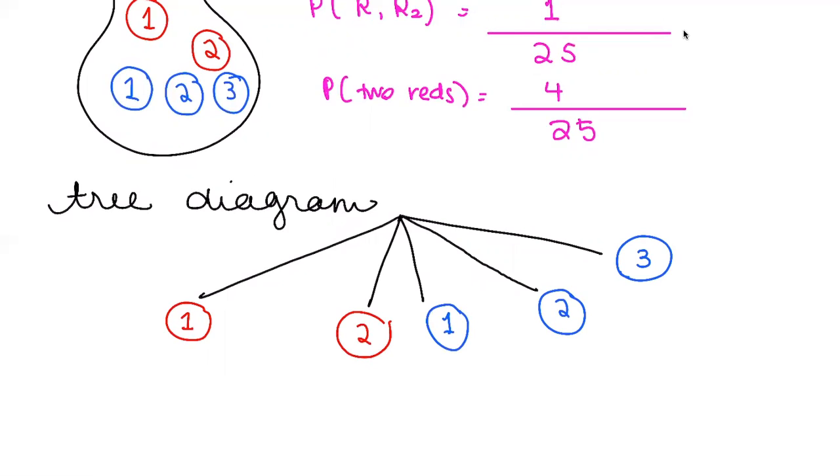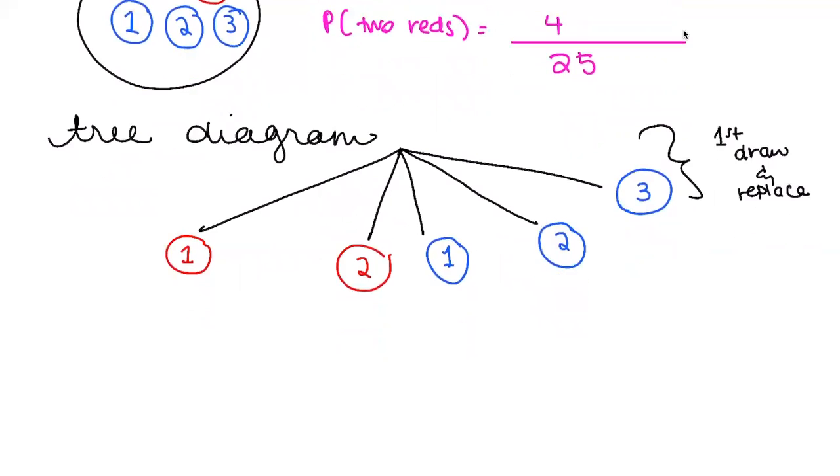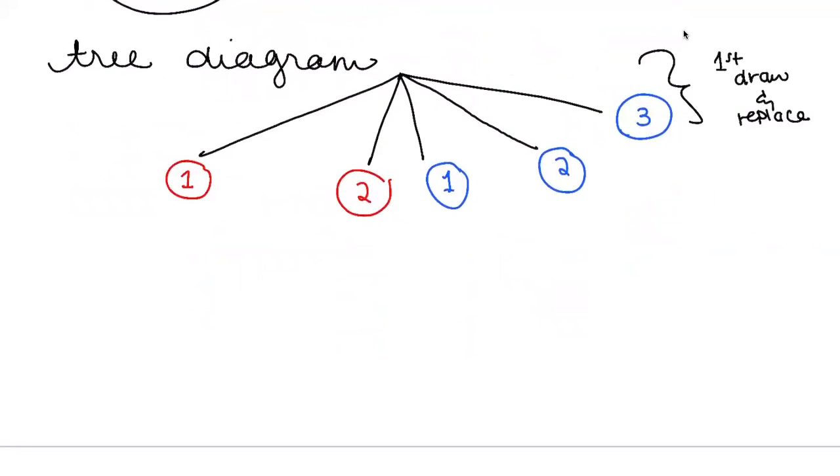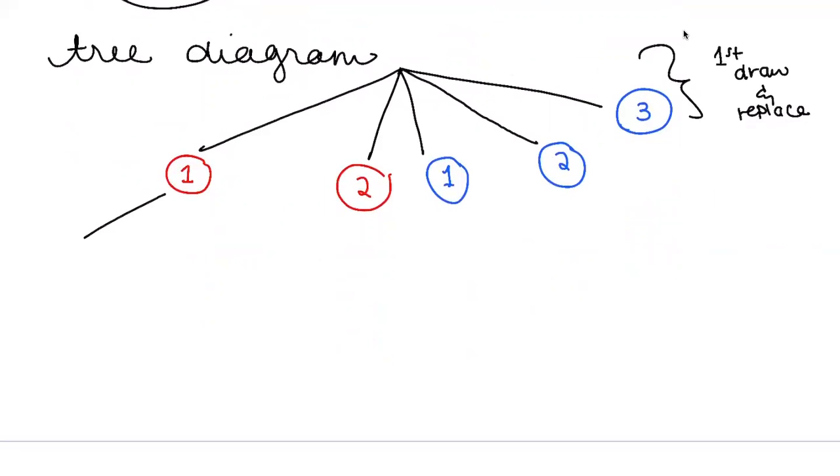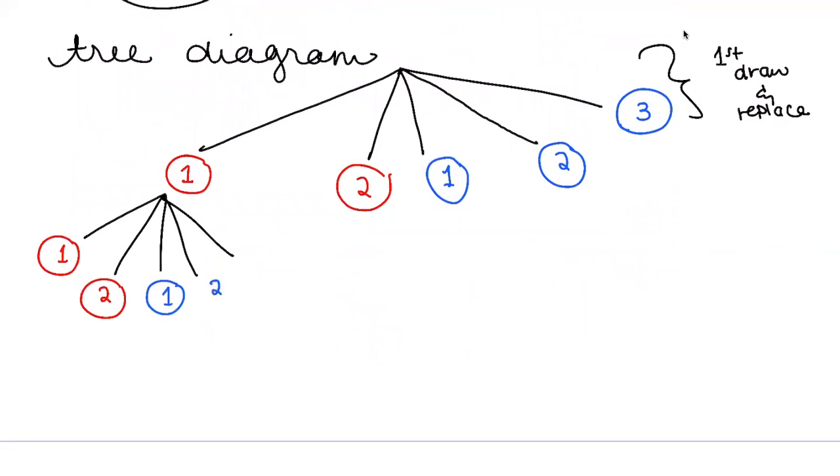These 5 branches represent the first draw and replace. Now, for each of these scenarios, well, red ball 1, I replace everything, so I still have 5 options here. I could get the first red ball again, or the second red ball, or I could get the first blue, or the second blue, or the third blue ball.